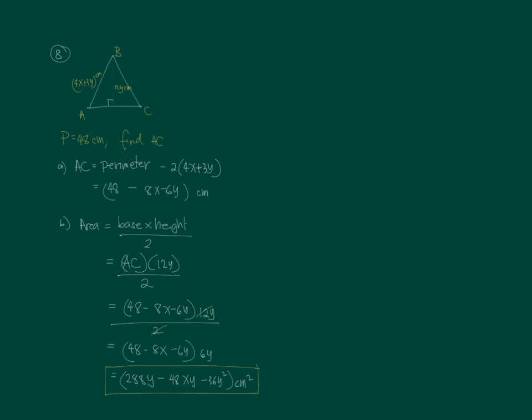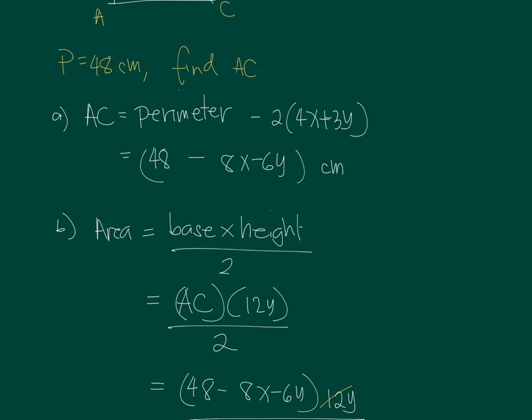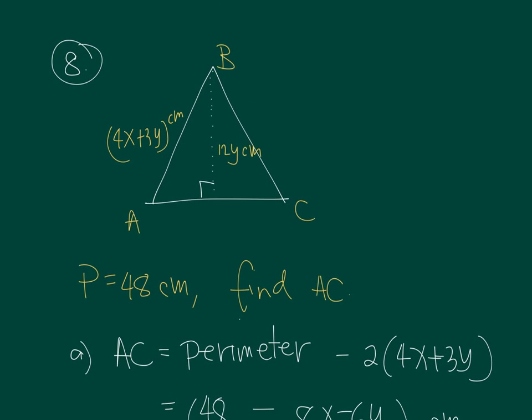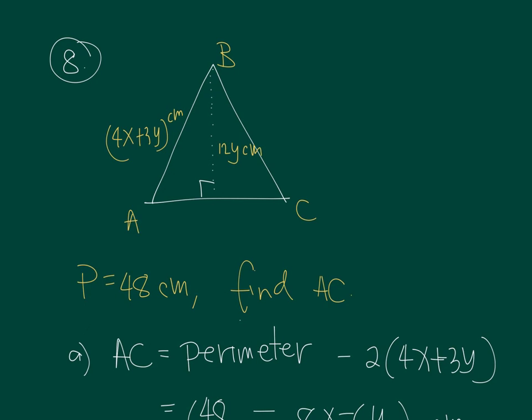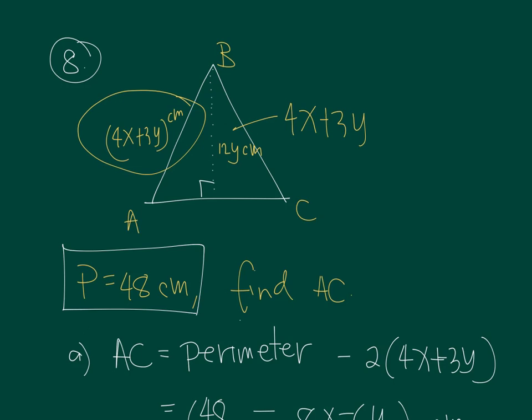You're given an isosceles triangle. So let's look at the triangle here. Since the triangle is an isosceles triangle, it means we have two equal sides, and it was given that the two equal sides are AB and BC. If this is 4x plus 3y in measure, that means BC is also 4x plus 3y. The perimeter of the triangle was also given, and it's 48. And the first task that we have to do is to find the length of AC.